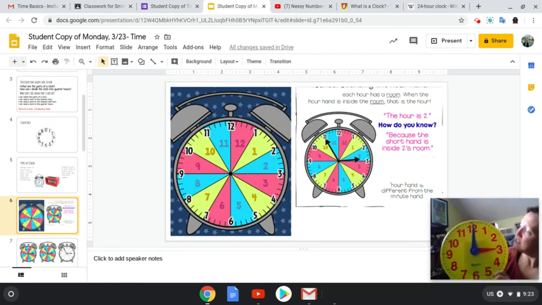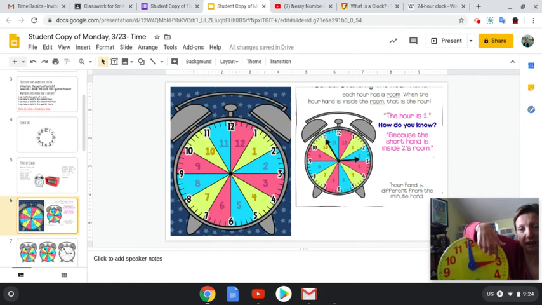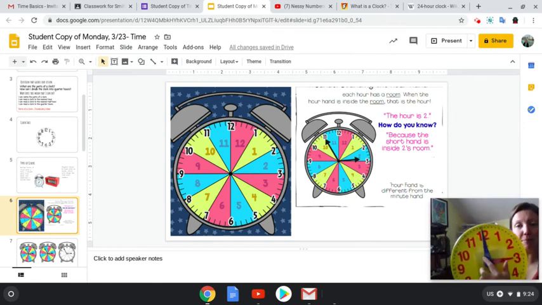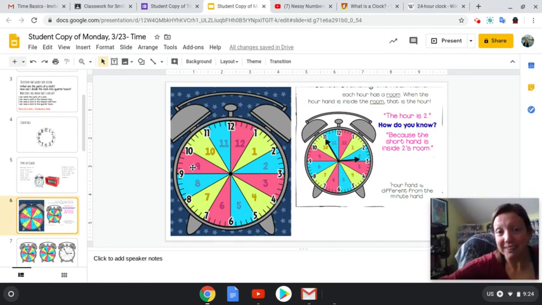Once it gets to this 12, which starts a new hour, our hour hand will now be pointed directly on the 3. And my minute hand is showing me that it's 0 minutes past 3 o'clock. So look up here. That is why our clocks have 12 numbers on them. Those represent our hours. They have their own rooms.